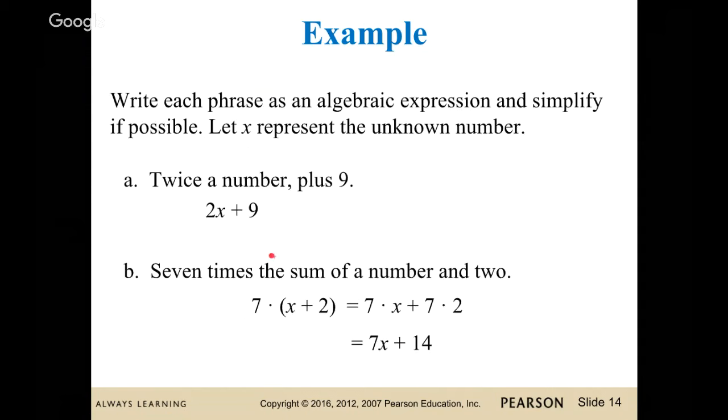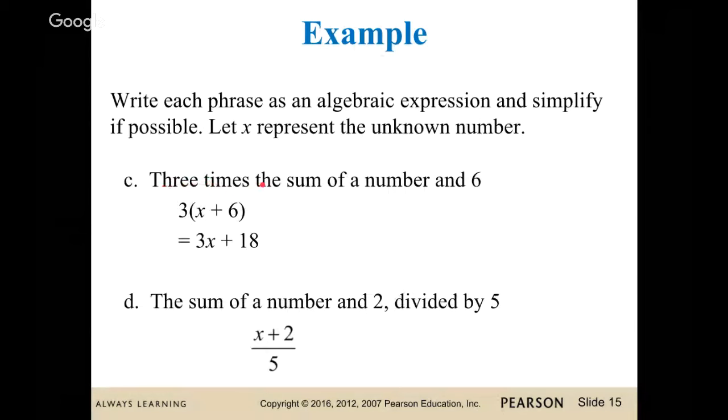But with those word charts, make sure you write this down, that whenever you see something like this, 7 times the sum of a number and 2, or if you saw 6 times the difference of a number and 4, you would have the parentheses here. So you would have multiplication on the outside of the parentheses, and inside the parentheses you would have your other operation.